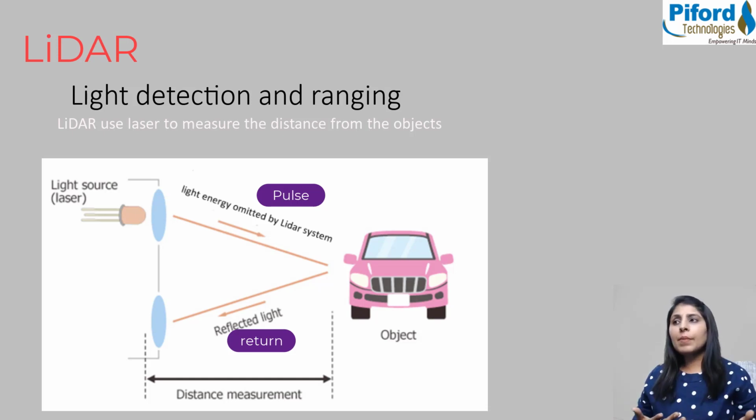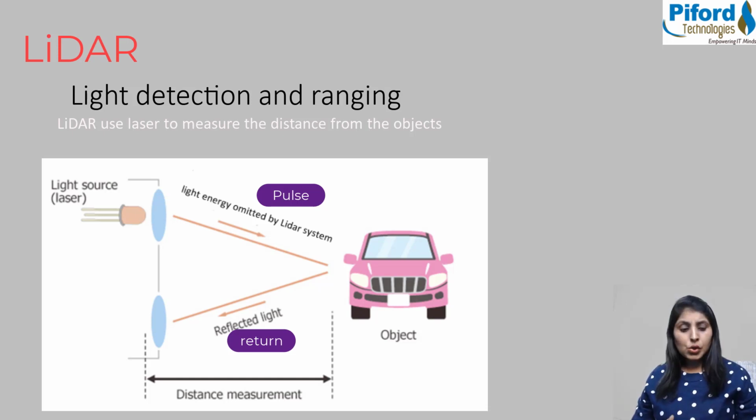For example, you can take the example of sonar, which uses sound waves to figure out things, and radar, which uses radio waves. In the same way, LiDAR uses light sent from the laser to figure out the distance.